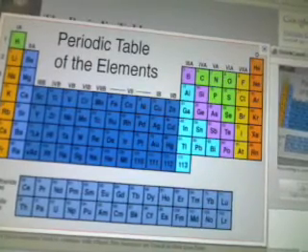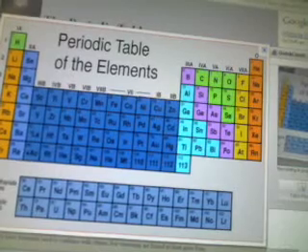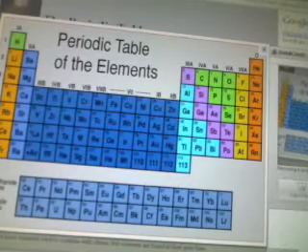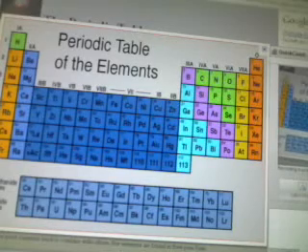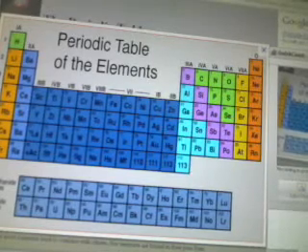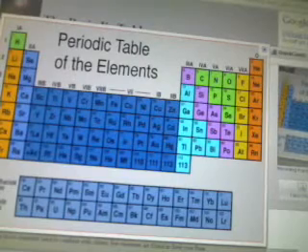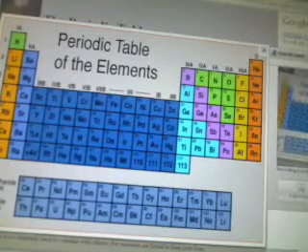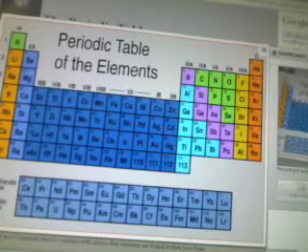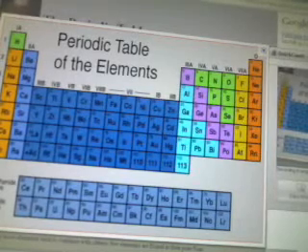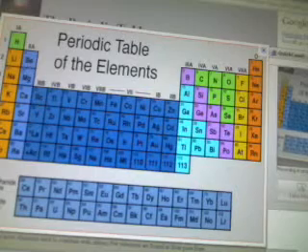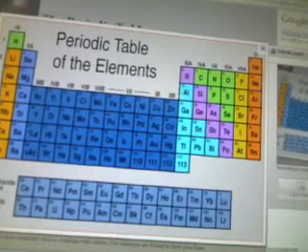Some chemical properties are density, reactivity, color changes, combustion, and digestion, like sour milk and rotting wood. And then physical properties would also be density, color, and something dissolving. It's still the same object. So sugar dissolving in water is still sugar, so that would be a physical change.